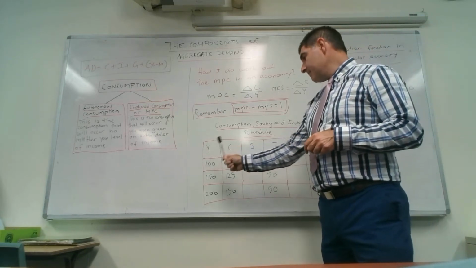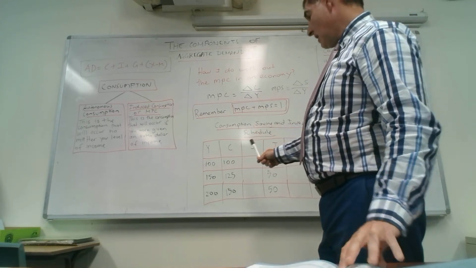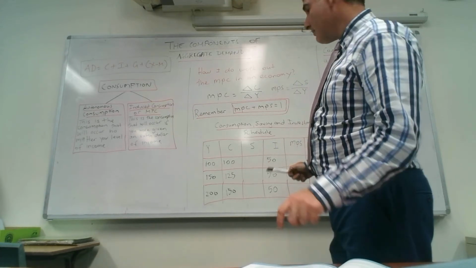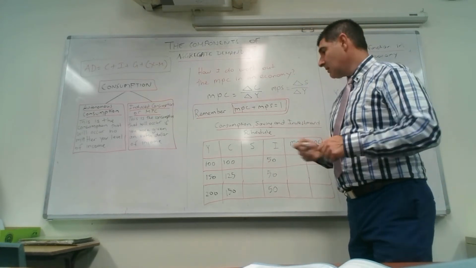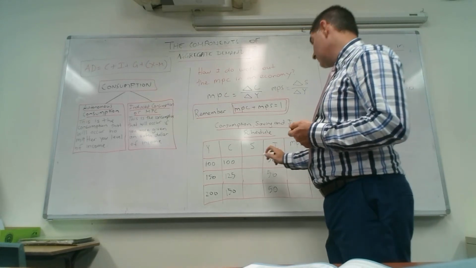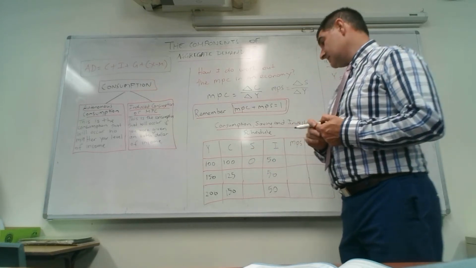If your income is 100 and your consumption is 100, how much are you saving? Well, if you're consuming 100% of your income, you're not saving anything. So let's do the whole savings first.